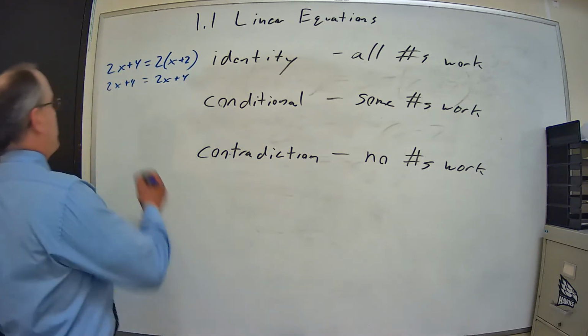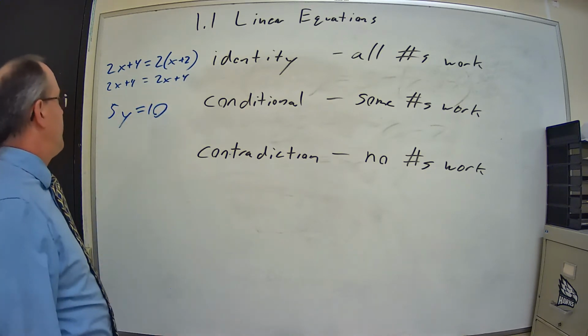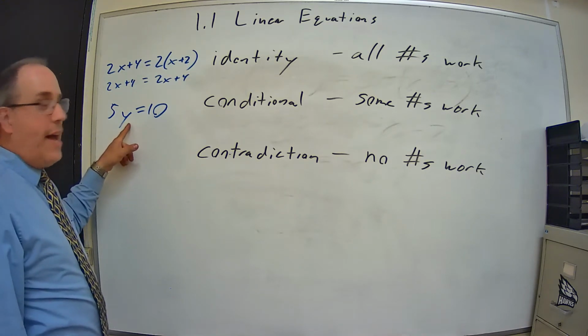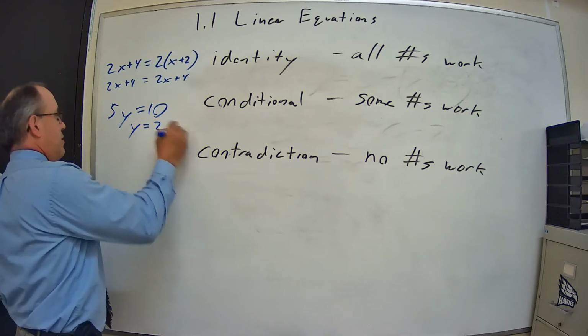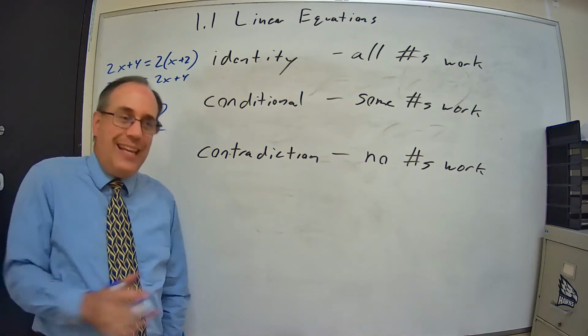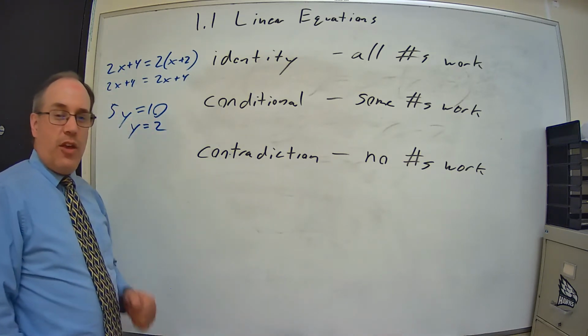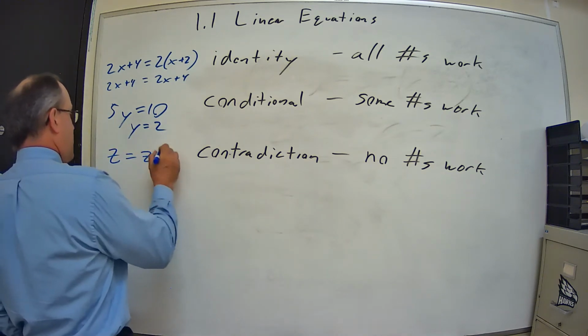For a conditional statement, 5y is equal to 10. There's only one value I can plug in for y that will make this a true statement, when y is equal to 2. 5 times 2 is 10. I can't plug in any other numbers and have it work. Whereas a contradiction, z is equal to z plus 3.